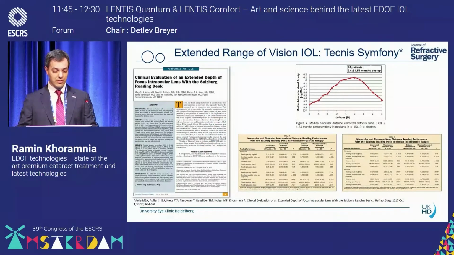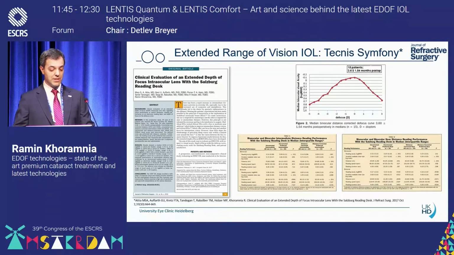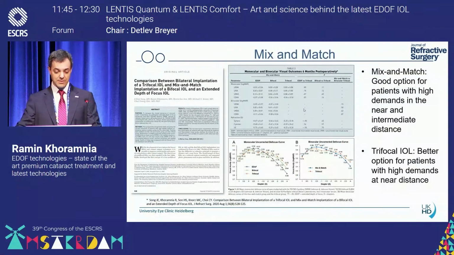to monofocal intraocular lenses. When we look at the results that we obtained in our clinic, and we published that several years ago in a paper, we can very nicely see that there's quite a broad defocus curve achievable with that intraocular lens. And when it comes to the reading acuity that we assessed with the Salzburg reading desk, we indeed found excellent results in the intermediate distance and still functional vision that can be achieved in the near distance.